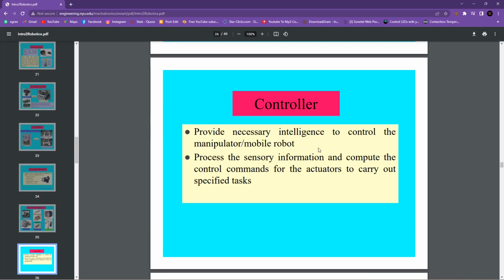Controllers provide the necessary intelligence to control the manipulator or mobile robot. They process the sensory information and compute the control commands for the actuators to carry out specific tasks. So based on what we've just read, this statement says that the controller would compute or process information.